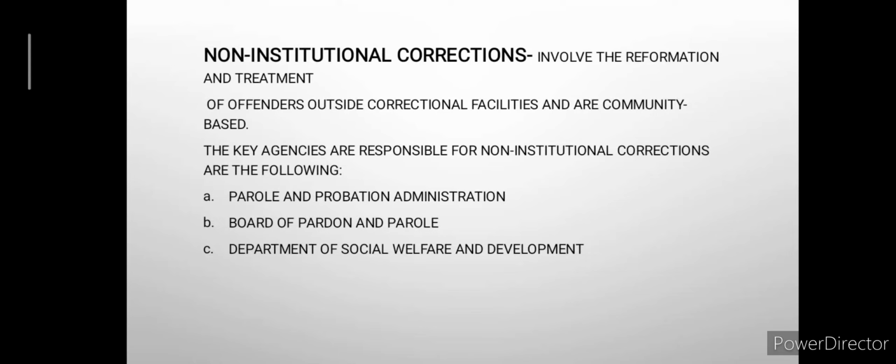And we have here the agencies responsible for non-institutional corrections, and they are as follows. We have here the Parole and Probation Administration for adults. And this Parole and Probation Administration is mandated to conserve and or redeem convicted offenders and prisoners who are under the probation and parole system.